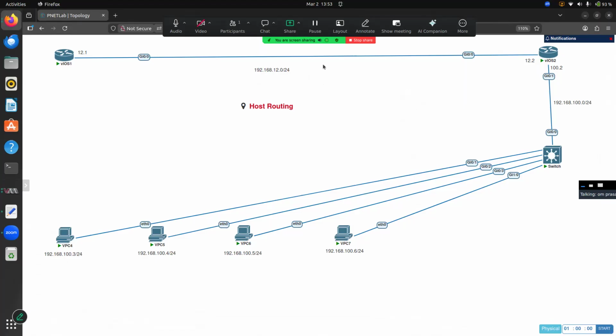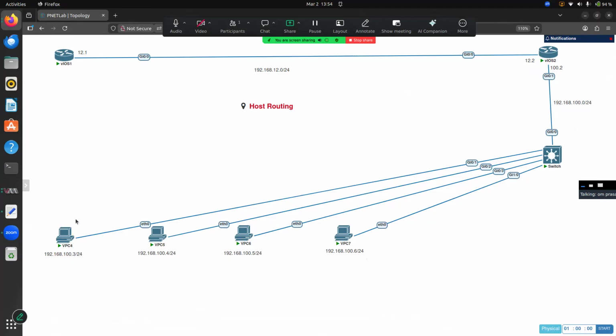This is one network address, and this is a different network address. Suppose, as I told, to reach a specific IP address: these are the IP addresses under this network, 100.3, 100.4, 100.5, 100.6. So to reach a specific IP address under the network address, we prefer host routing.